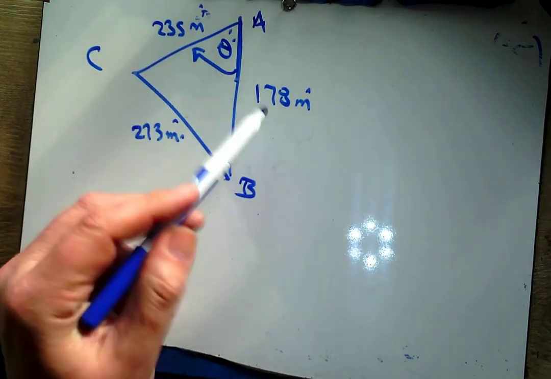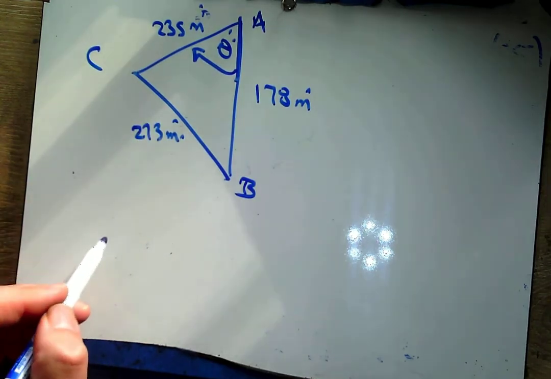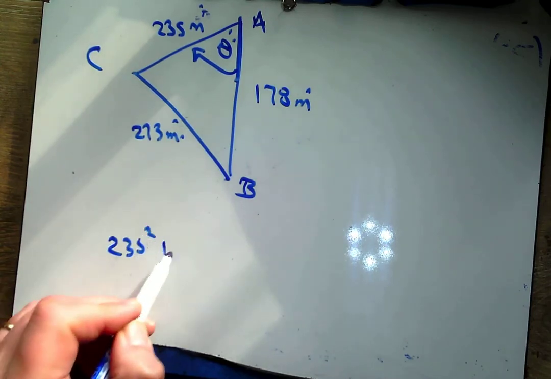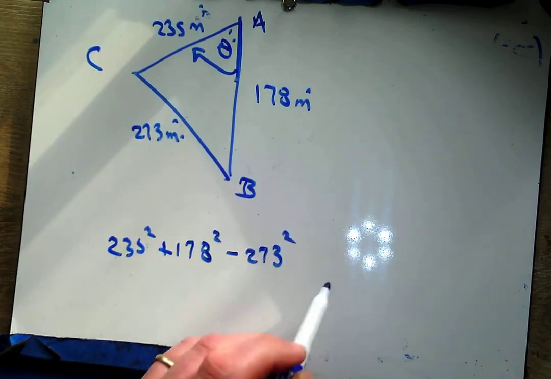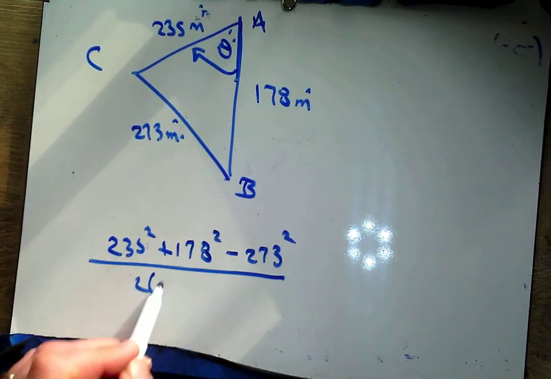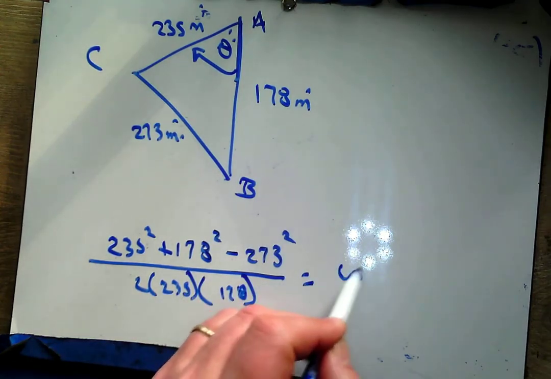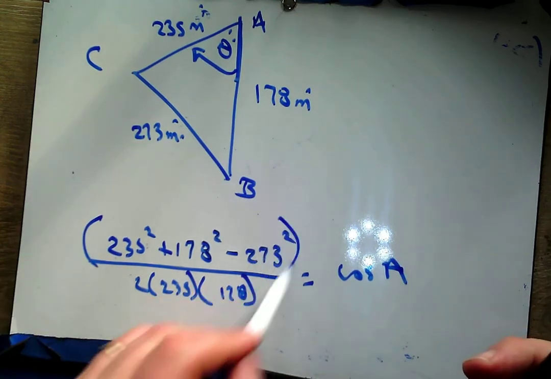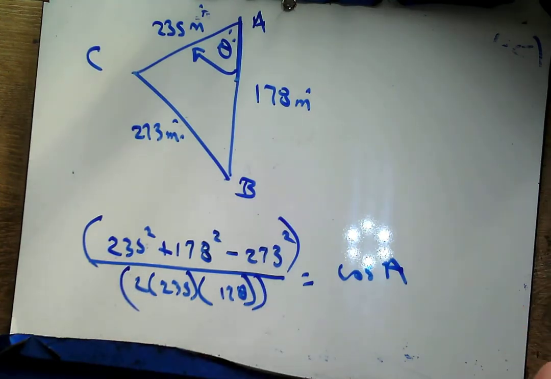Well, I can use law of cosines here. I can say that 235 squared plus 178 squared minus 273 squared all over 2 times 235 times 178. Well, that's going to be the cosine of angle A. Watch out, make sure that when you type this into your calculators, everything in the numerator is in parentheses, as well as everything in the denominator needs to be in parentheses.